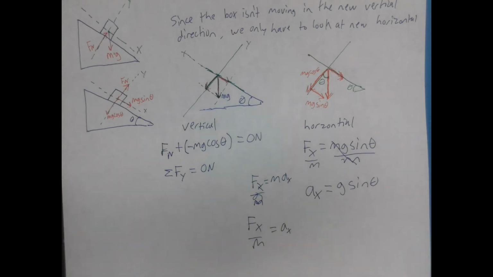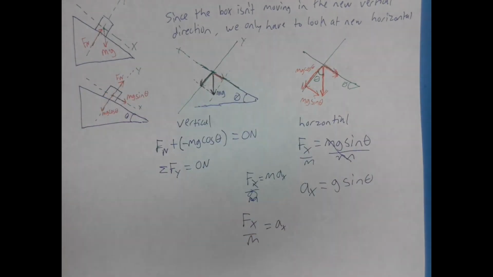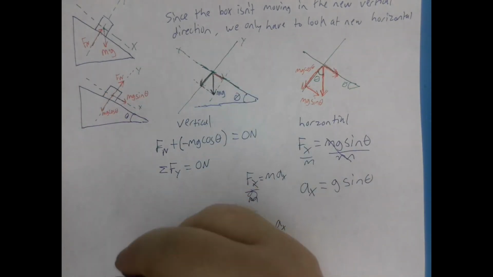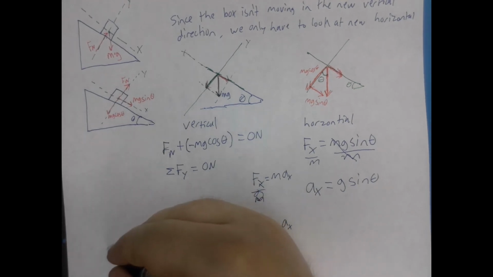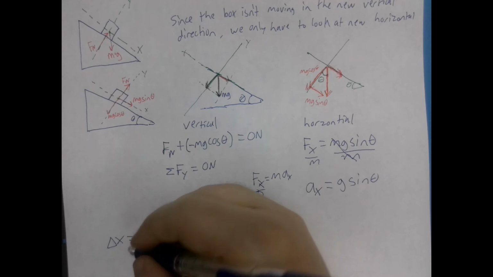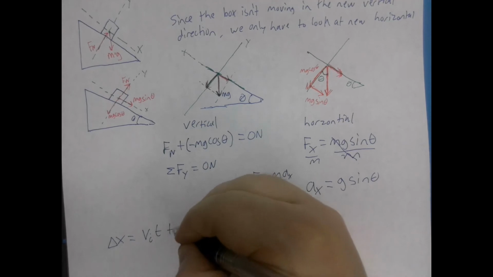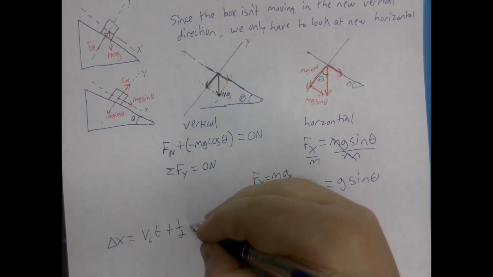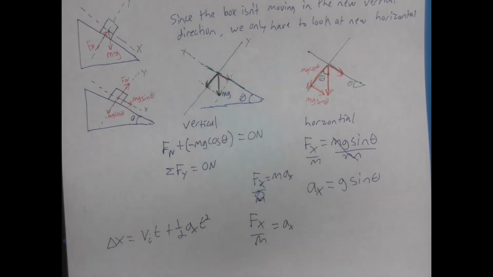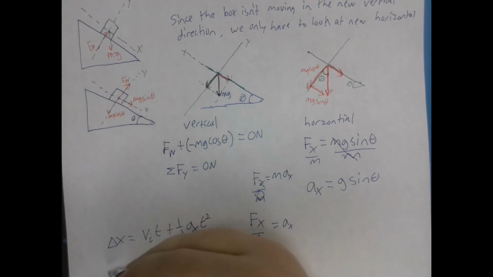And then we can use standard kinematics to solve this. We have the acceleration going down the slope. So that means that delta x is equal to initial velocity times t plus 1/2 times ax times t squared. We don't know time, so maybe not. That's not the best one to use. We do know delta x. Let's try to eliminate time. Which one doesn't use time? That would be this one.